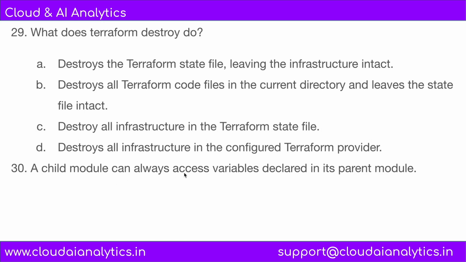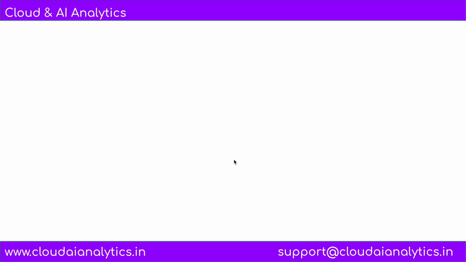A child module can always access variables declared in its parent module. Option A, true. Option B, false. Now pause the video, go through the questions and go through the options, and then come up with the answer. So that's it. The right option to this particular question is option B, false. A child module cannot automatically access variables declared in its parent module. Variables must be explicitly passed from the parent module to the child module using the module block. Now moving on to the next question.